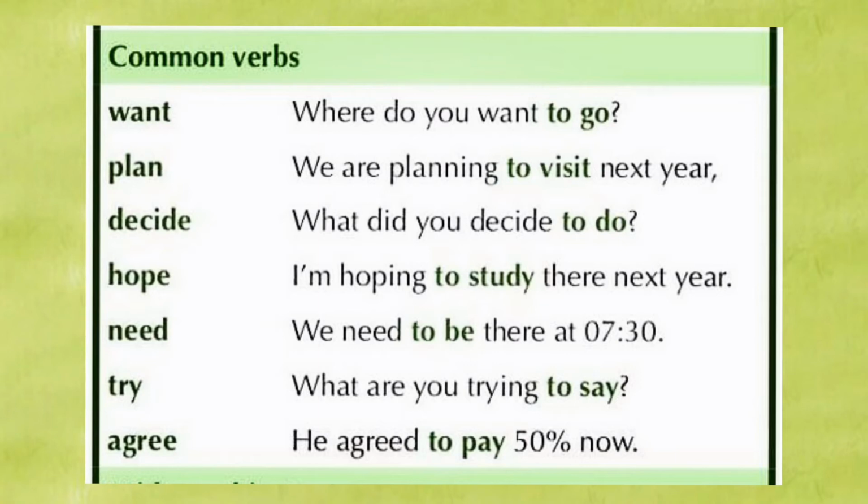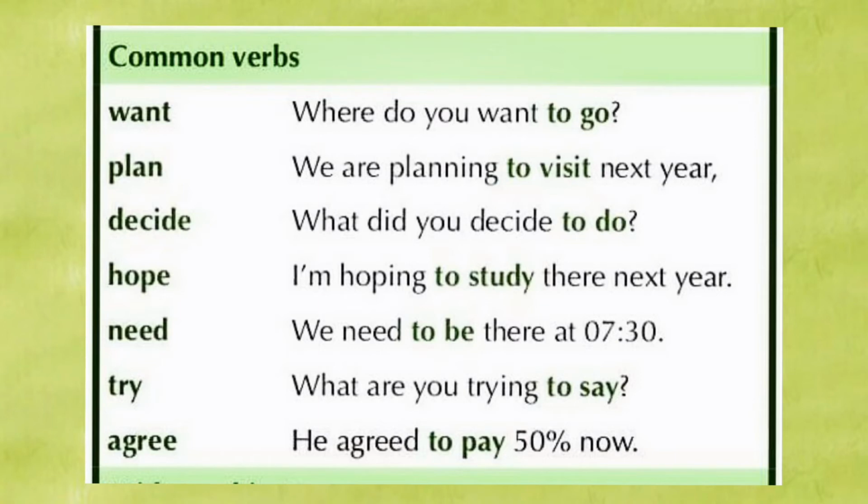Example: Where do you want to go? We are planning to visit next year. What did you decide to do? I am hoping to study there next year. We need to be there at 7:30. What are you trying to say? He agreed to pay 50% now.